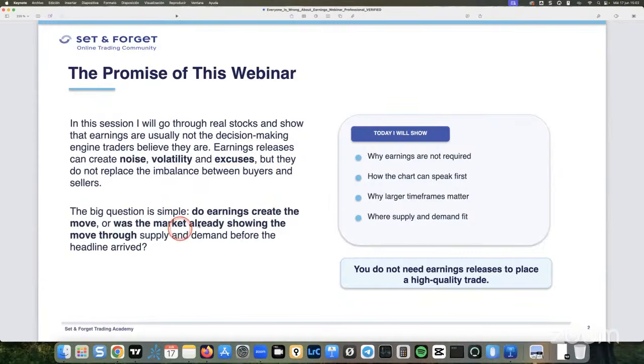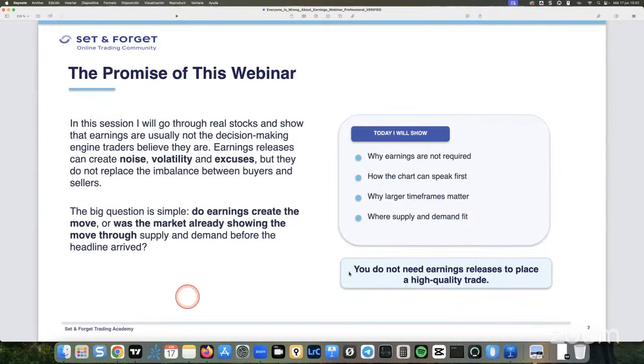So the big question is, as I always say, do earnings create the move on a price action, or was the market already showing the move through supply and demand before the headline arrived? Obviously, I believe that the earnings do not create the move. Sometimes they do, but the direction and the bias was already established by the bigger time frame imbalances.